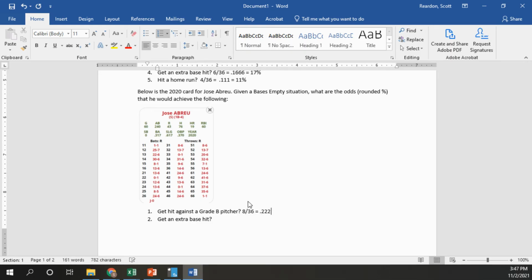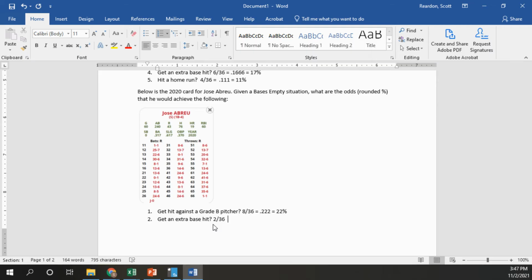That's 0.22, a 22% chance of getting a hit against a grade B pitcher. How about an extra base hit? Well, good question. Now, here we've got some different probabilities going on. We have to start with our first column. What are the odds we're going to get an extra base hit in the first column? Well, here we're only counting our ones. I've got a 1 here. I have a 1 here. 2 out of 36. Okay.